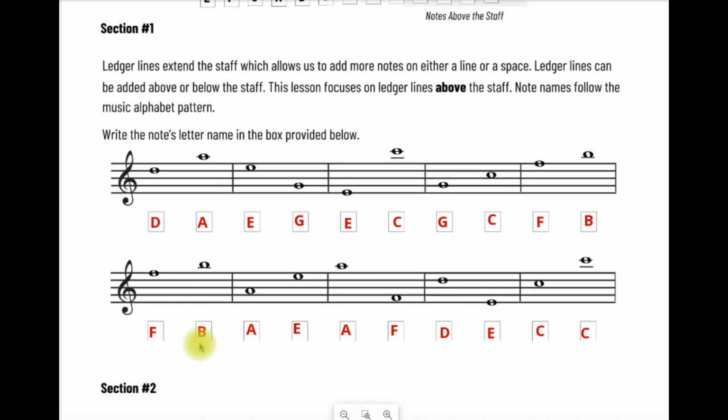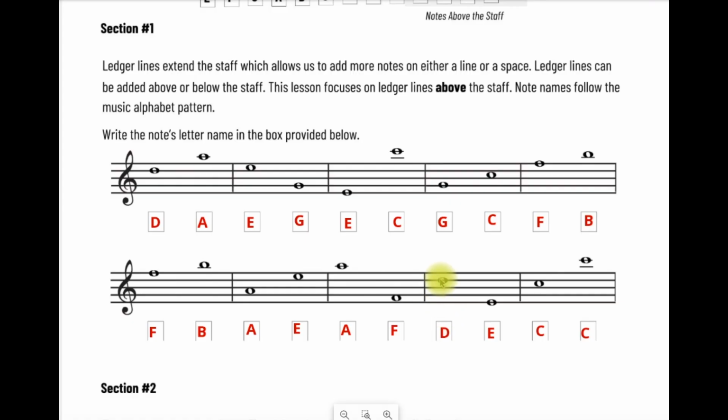The next section we have note F, which is on the fifth line. Here we have note B, which is a space note, but it is a ledger line, note B. Note A, which is a space note on the second space. Space note here, E, on the fourth space. A ledger line extending the treble clef staff to give us note A. Space note F here on the first space.